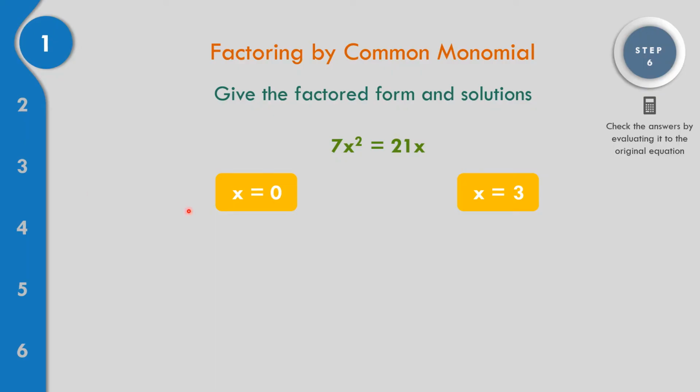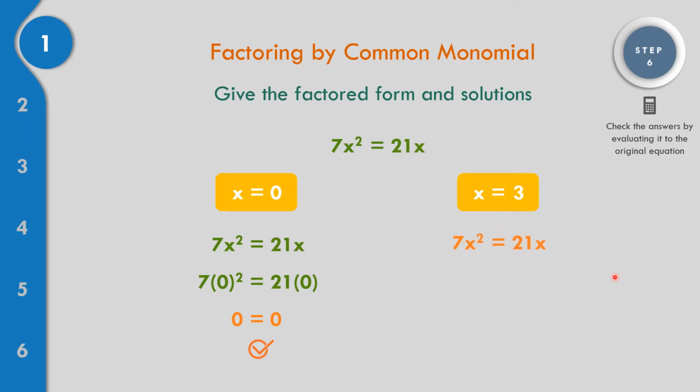So let us check if our answers 0 and 3 are correct. Check the answers by evaluating them in the original equation. So let us replace the value of x in the original equation. 7 times 0 squared is equal to 21, replace x by 0. 0 times 0 is 0, times 7 is equal to 0. 21 times 0 is equal to 0. So they are equal, so the first value of x is equal to 0.